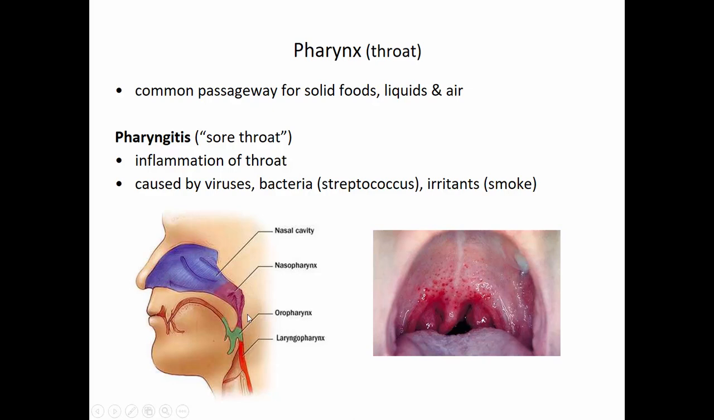Pharyngitis is a fancy way of saying I have a sore throat. It's inflammation of the throat and can be caused by a number of different things. Viruses can cause sore throats, specifically Streptococcus bacteria, which causes strep throat, and that's what we see here in this picture. It's characterized by very red, little red dots. Sometimes we also see white pussy areas with strep throat, but also can be caused by irritants, things like smoke.